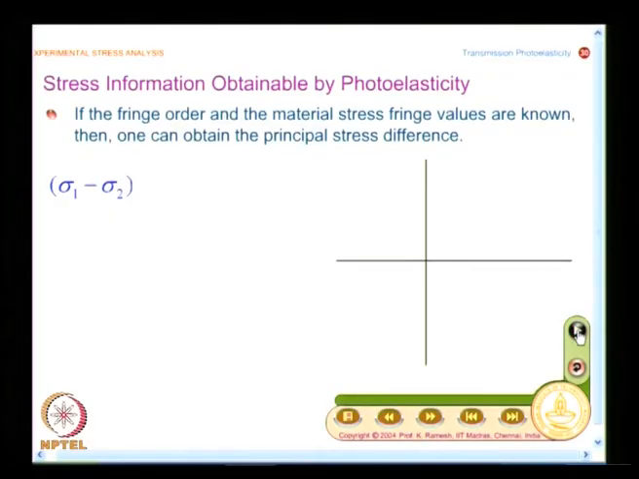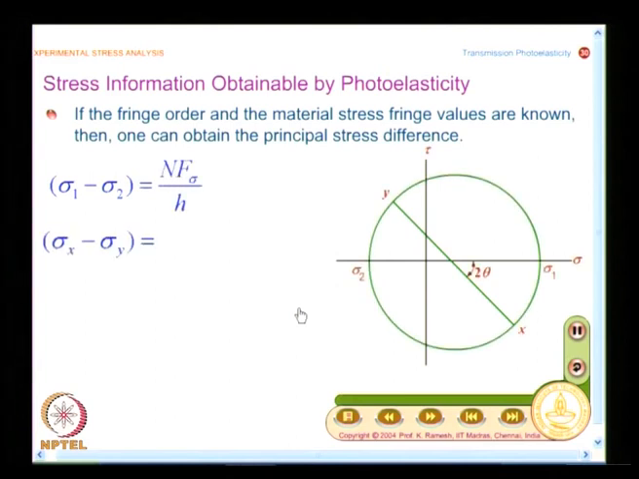It is not new, we build on your understanding of solid mechanics, strength of materials. The foundations have to be strong, that is why we had a review on solid mechanics. You should know about Mohr circle, you should know that stress is a tensor, and Mohr circle represents this beautifully. And what I have here, I have sigma 1 minus sigma 2 given as n f sigma by h, and if I know the Mohr circle, I can easily write sigma x minus sigma y equal to sigma 1 minus sigma 2 into cos 2 theta.